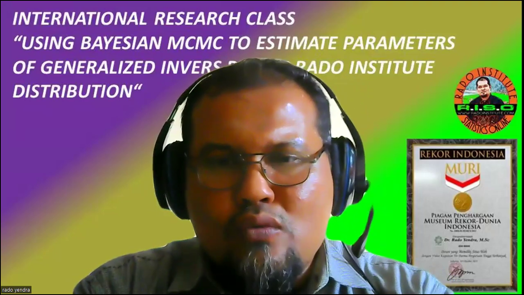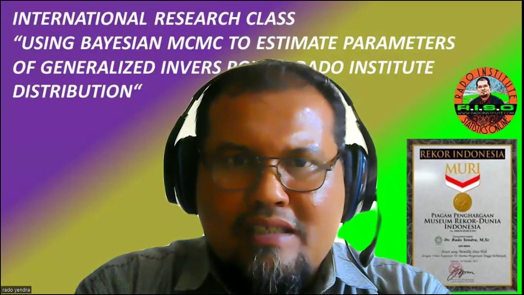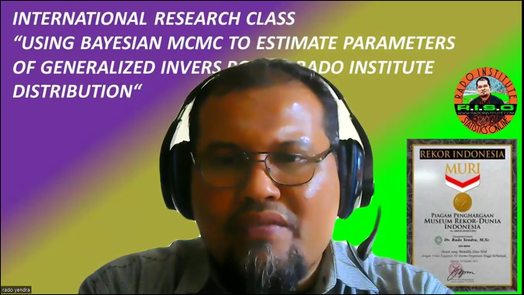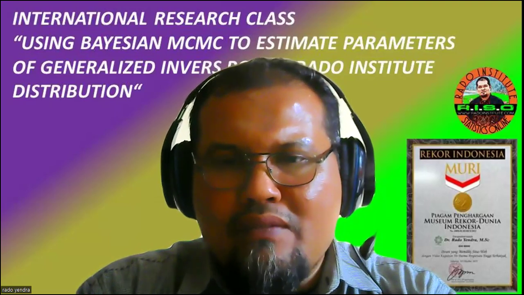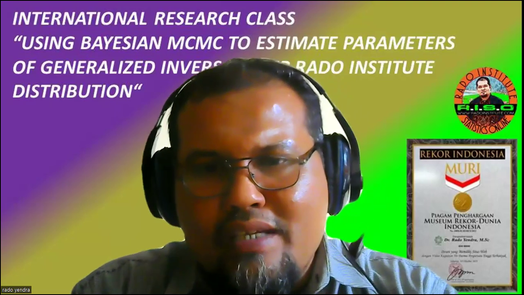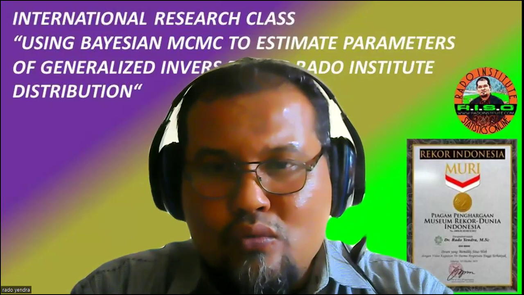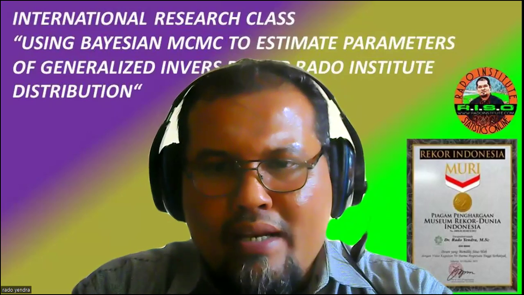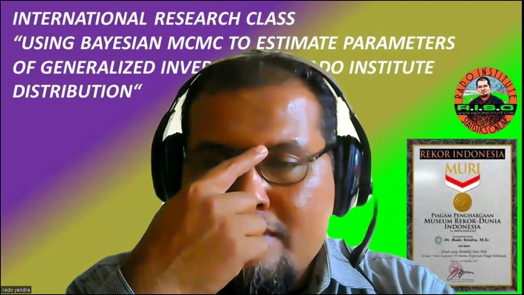And we have tried to make the comparison with the same model, the generalized inverse power Rado Institute distribution, for specific values of K, like 3, 4, 5, and 6. We try to give the R coding, computer programming, to solve this problem, especially to estimate parameters when we are using some data sets. We have successfully discussed that.